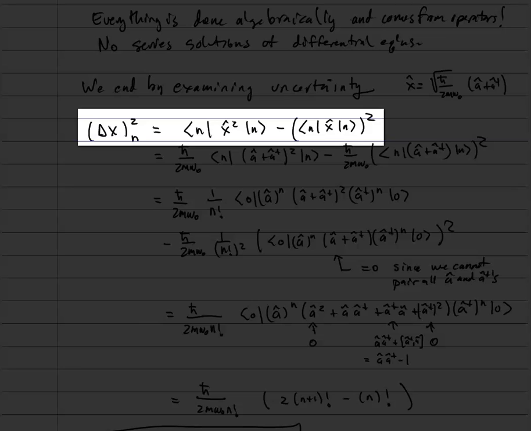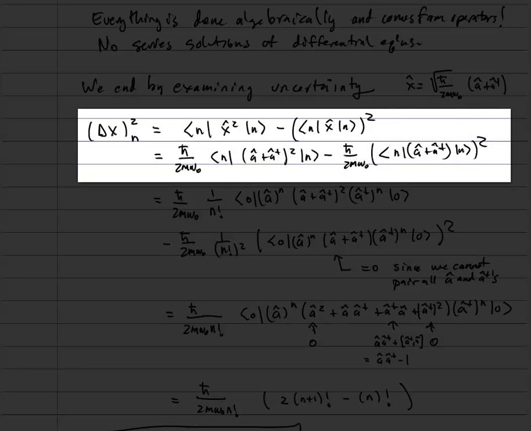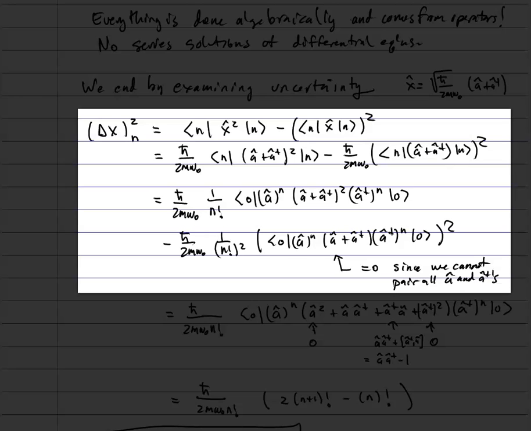I just plug in what x is. I'll get some numbers out in front, a plus a dagger squared, and then some numbers times a plus a dagger quantity squared. I'm going to now substitute in what the state n's are. The bra is ground state a to the n over square root of n factorial, and the ket is a dagger to the n divided by square root of n factorial times the ket 0. And we plug that into both terms, the term with the a plus a dagger squared and the term with the a plus a dagger.